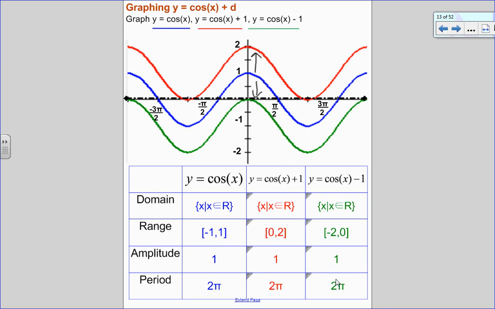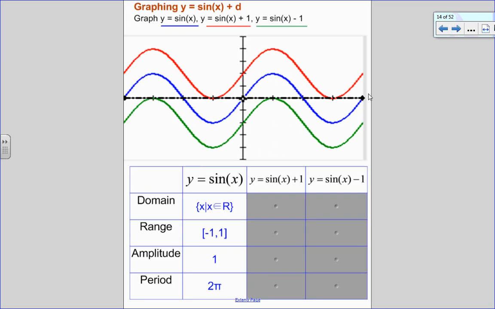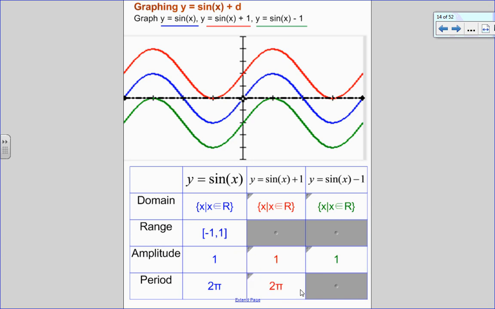Let's see if that's true for the sine graph as well. So here's my sine graph, and it looks like everything's the same here. Plus 1 going up 1, minus 1 going down 1. So all of these quantities here, because they are not vertical, stay the same. What's changing is the range. So going up 1, I add 1 to each of these values. Going down 1, I subtract 1 from each of these values.